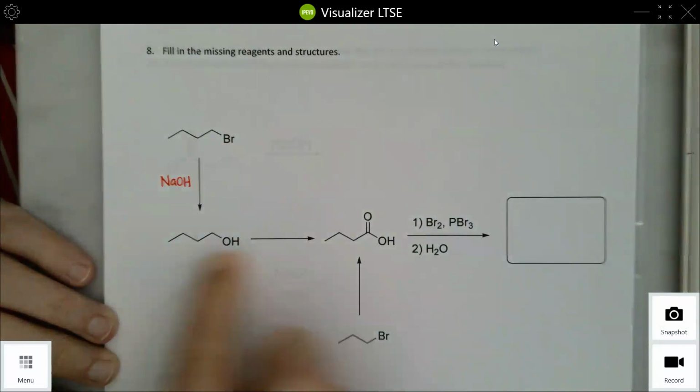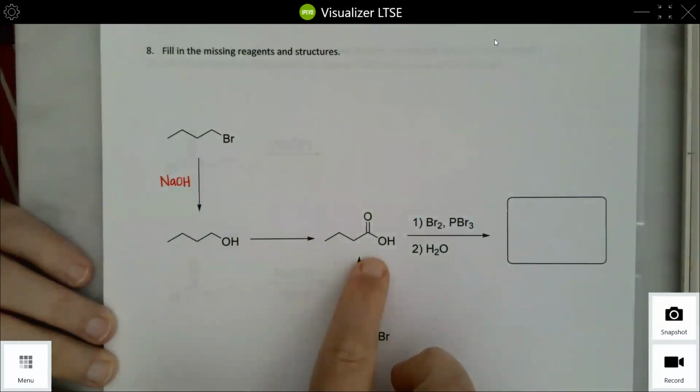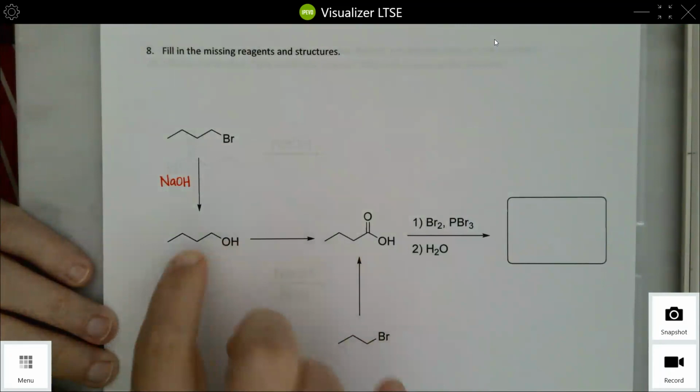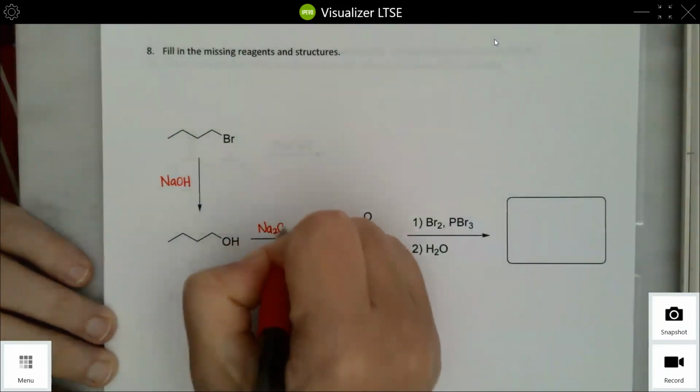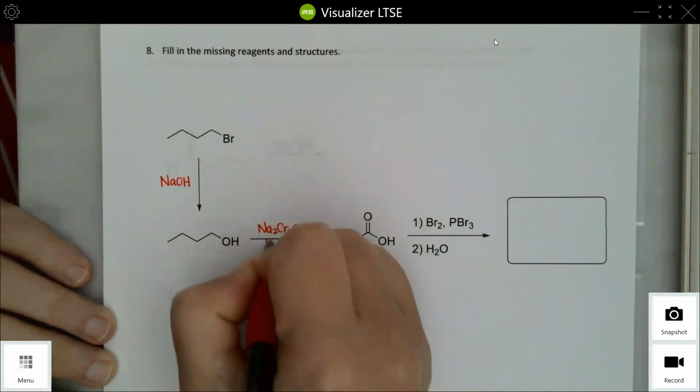From a primary alcohol to a carboxylic acid, this is an oxidation. We're going all the way up to the carboxylic acid, so we need the stronger sodium dichromate.